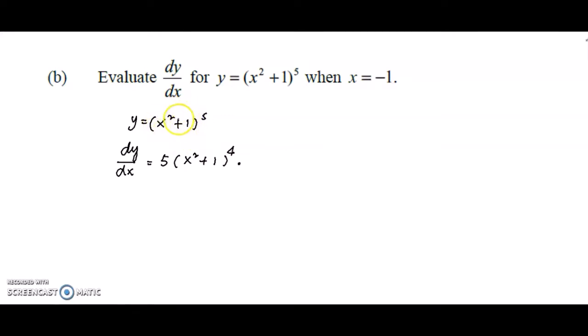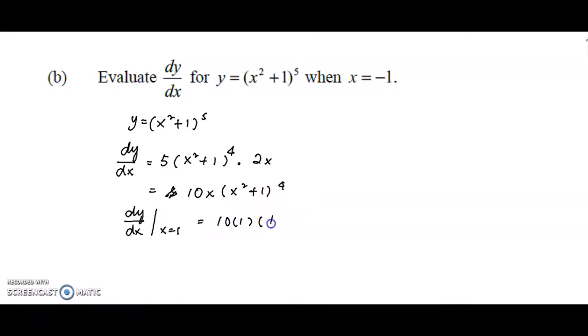The second layer is x squared + 1. Differentiating x squared + 1, I got 2x. Rearrange and simplify, you get 10x multiplied by (x squared + 1) to the power of 4. Alright, but the question is interested in dy/dx when x equals 1. So then you need to substitute 1 inside. Into your dy/dx, you get (1 squared + 1) to the power of 4. Then you get 2 to the power of 4, that is 16. 16 multiplied by 10, that will be 160.